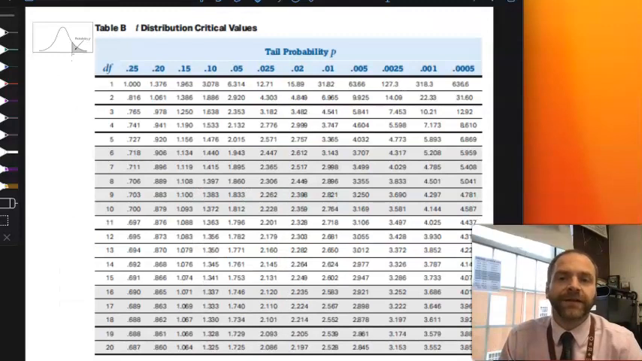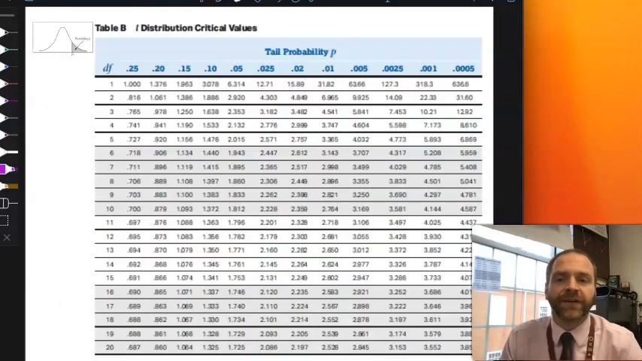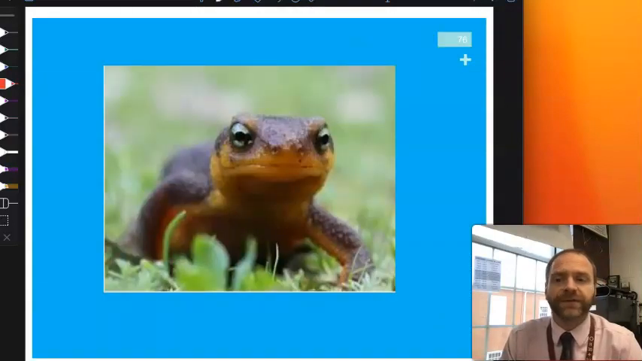There's our table B. If we wanted to take a look at how I found it, I have degrees of freedom of 17. I have 95% confidence, which means I'm going to go to that row of 17 and that column of 95% confidence. So 95% confidence would be 0.025 in each tail. So I'm in that column and I'm in that row, and you can see where I got the 2.110 from in that case. So that's what we're looking at with the newts.